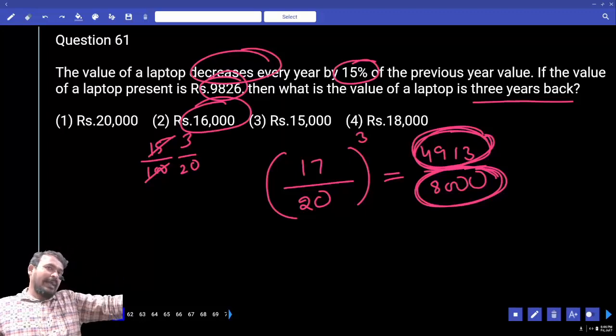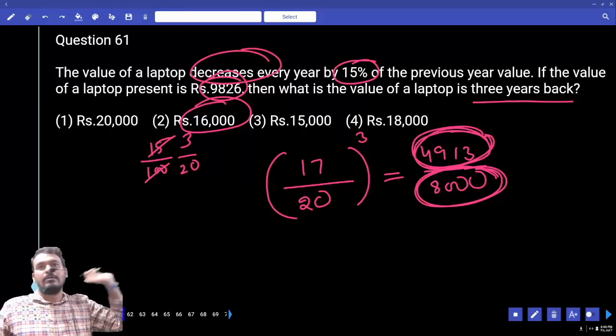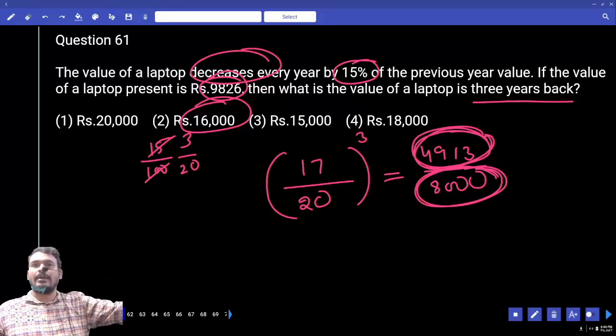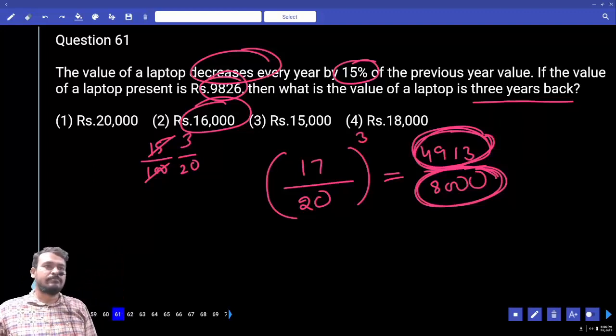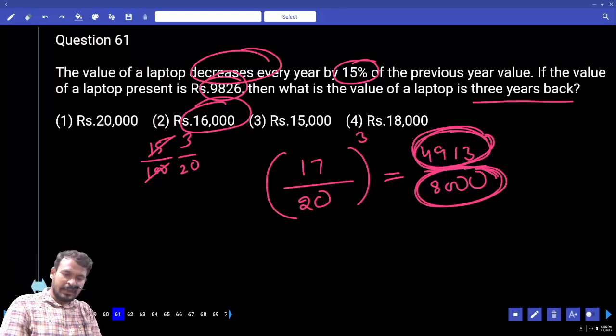3 years back, how many parts? 8000 parts. At present 4913. But in place of 4913, how much value is given? 9826. It is exactly double. Then the answer also is 8000 double. Okay, what is the time period? 3 years. 9826 is exactly double of 4913.